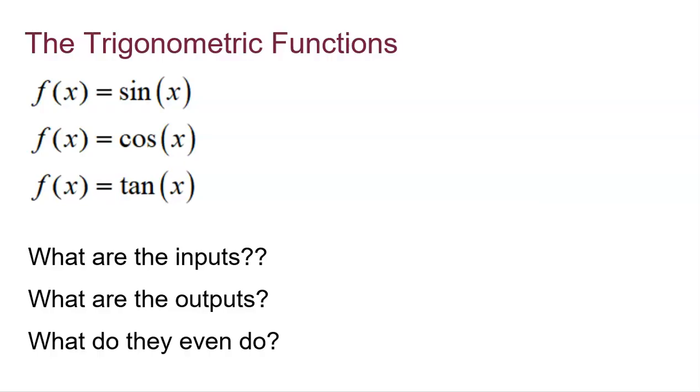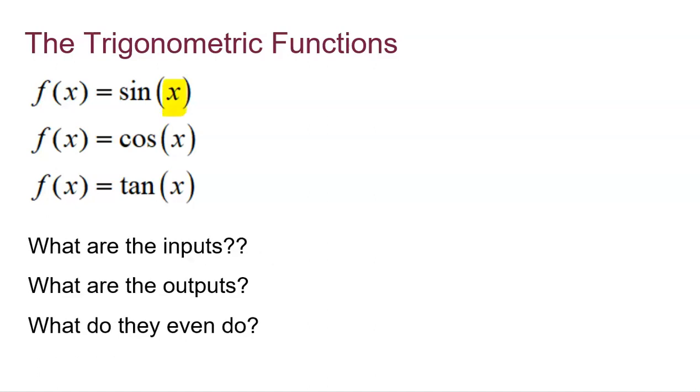So if you don't know by now, the three main trigonometric functions are sine of x, cosine of x, and tangent of x. But what are the inputs to these functions? What are the outputs to these functions? What do these functions even do? Well, hopefully if you keep up with watching my videos, you're going to learn all about that. But this video is all about the inputs. The inputs, the values that go into sine, cosine, or tangent, are angles.